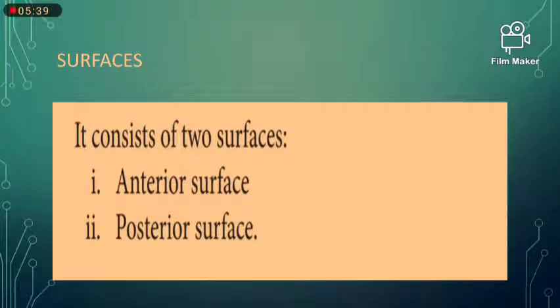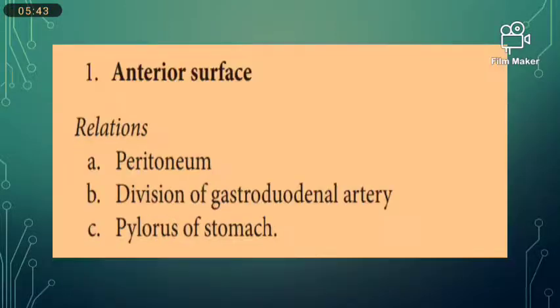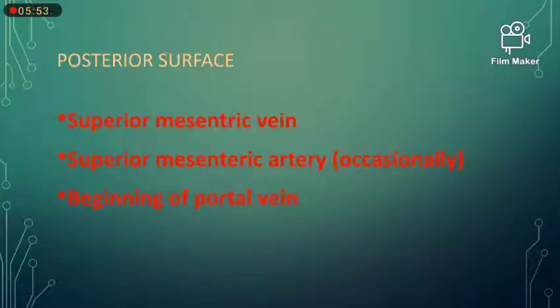Now surfaces: it consists of two surfaces, anterior and posterior. The anterior surface is related to peritoneum, divisions of the gastroduodenal artery, and the pylorus of the stomach. The posterior surface is related to the superior mesenteric vein, the superior mesenteric artery occasionally, and the beginning of the portal vein.